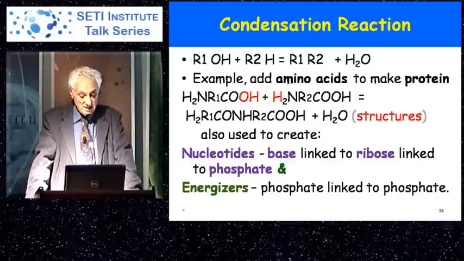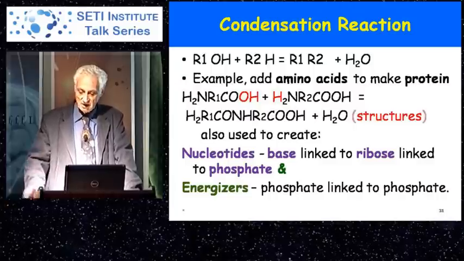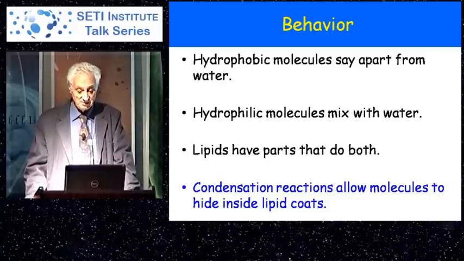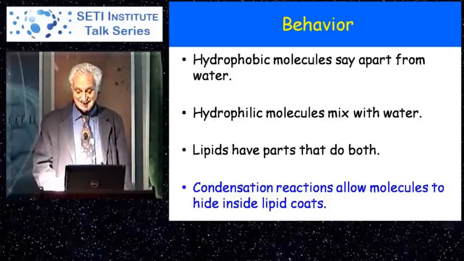The condensation reactions link bases to ribose to phosphate, and those are for the nucleic acids. And then phosphate linked to a phosphate again energizes. The condensation reaction, the relationship with water, is crucial to the reactions of life. So, the molecules that don't like water stay apart from it. The ones that like water mix with it, often dissolve in it. The lipids have parts that do both. And the condensation reactions allow molecules to hide inside lipid coats.